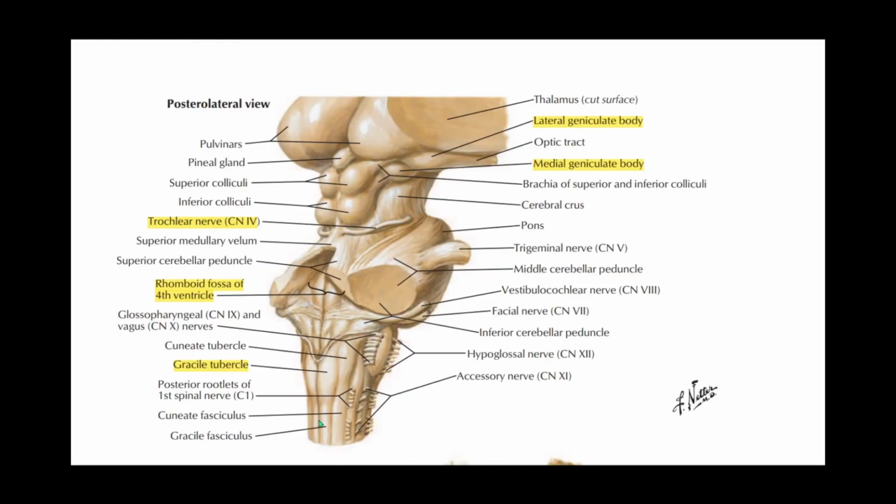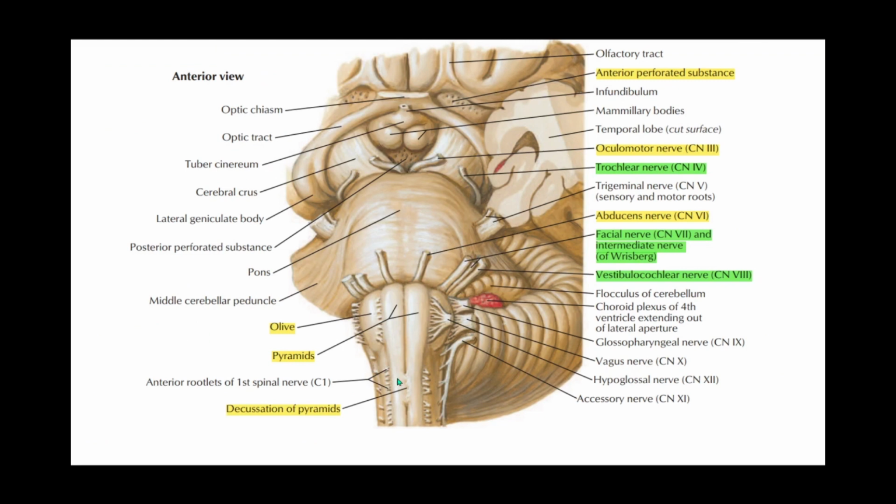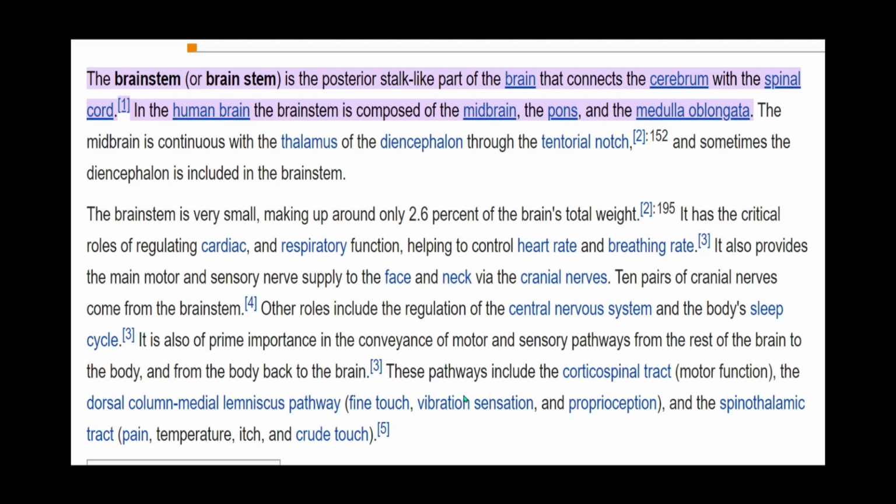So if you look at this brainstem anteriorly, we'll see the pyramids and the olive. Via these pyramids, you have your corticospinal tracts that convey motor information from the forebrain to the spinal cord. These pathways include the corticospinal tracts, the dorsal column medial lemniscus pathway, which is the sensory pathway, and the spinothalamic pathway, which is the ascending sensory pathway.